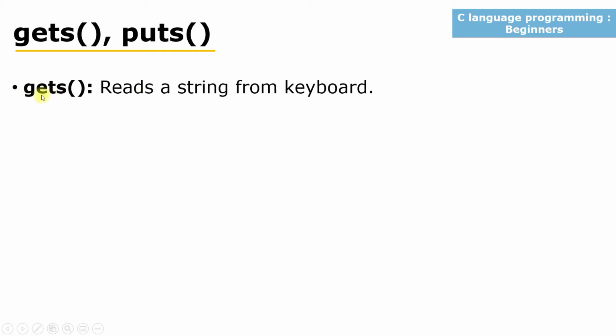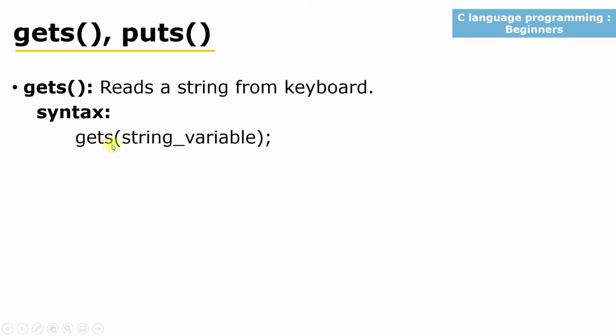gets. Get means read. S means string. We already know that a string means a group of characters. It means using the gets function, we can read a string from the keyboard, or we can say we can read a line from the keyboard. We already learned that when we are using any built-in function, we must know the syntax. Now let's see the syntax for gets.